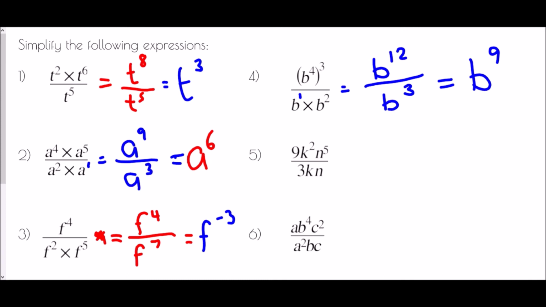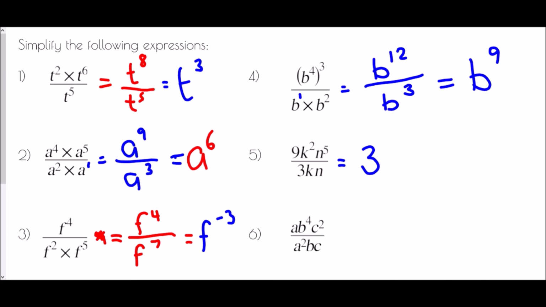Question 5. In question 5, we've now got numbers. We've got letter k's, and we have letter n's, and so we need to treat each of those separately. We need to just deal with them as they occur in each section. So the first thing that I want to do is 9 divided by 3. Now there are no indices involved here, they are just numbers. So 9 divided by 3 is 3.